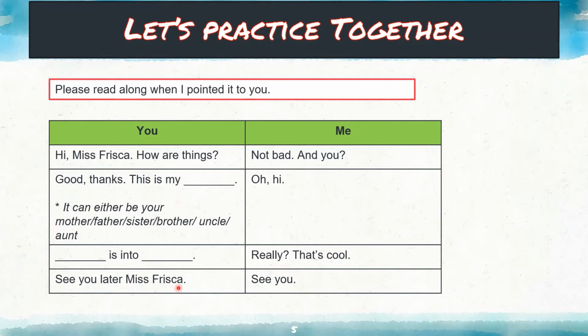Okay, very easy, right? So in here, it can either be your mother, your father, your sister, your brother, or your uncle, your aunt, or even your friend. Okay, if you choose your friend, so you say here, this is my friend, Sham. Okay, remember you must tell me who he or she is.